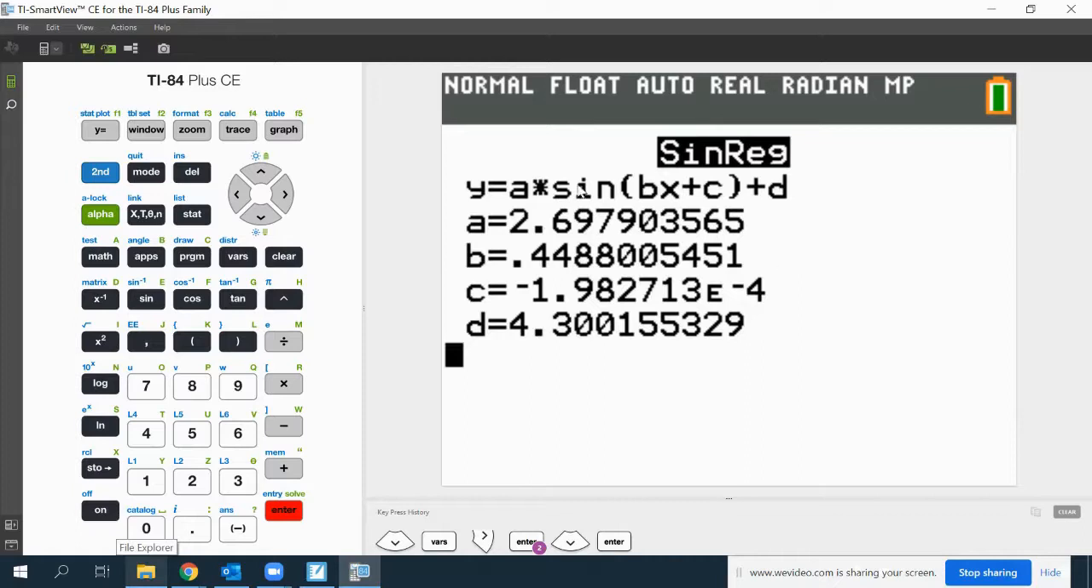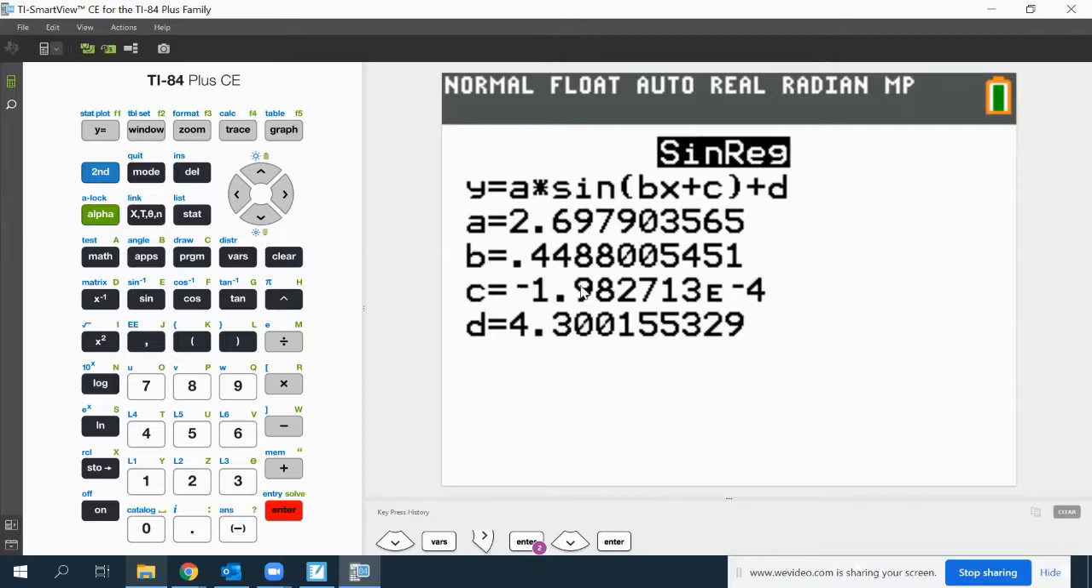So notice that A is in front, B is here, C is here, and D is here. Also notice when you have something like negative 1.982713 e to the negative 4, that's negative 0.000198. It could be something that we keep around, but generally speaking, this probably means pretty close to 0 since we're doing a regression equation, and all the points won't exactly line up with everything.